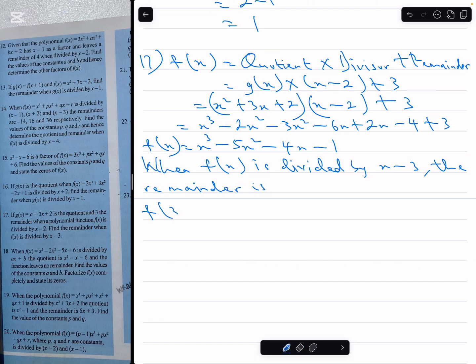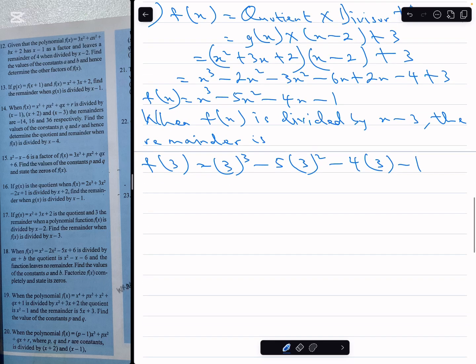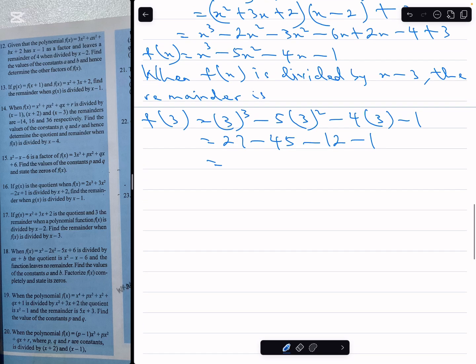f of 3, which is equal to 3 cubed minus 5 multiplied by the square of 3 minus 4 times 3 minus 1, and that's the same as 27. The square of 3 is 9 times minus 5, that's minus 45, minus 12 minus 1, and that's 27 minus 45, that's minus 18. Minus 18 minus 12 is minus 30. Minus 30 minus 1 is minus 31, and that's the remainder.